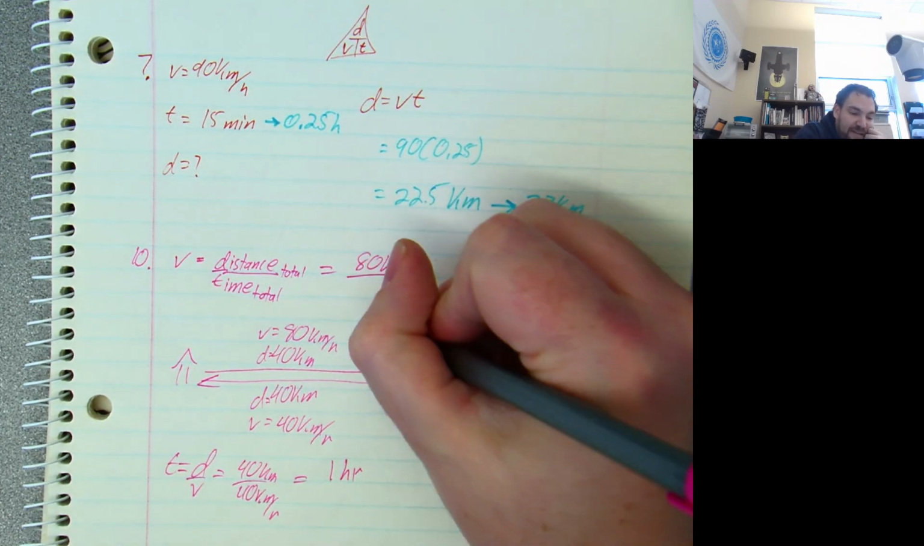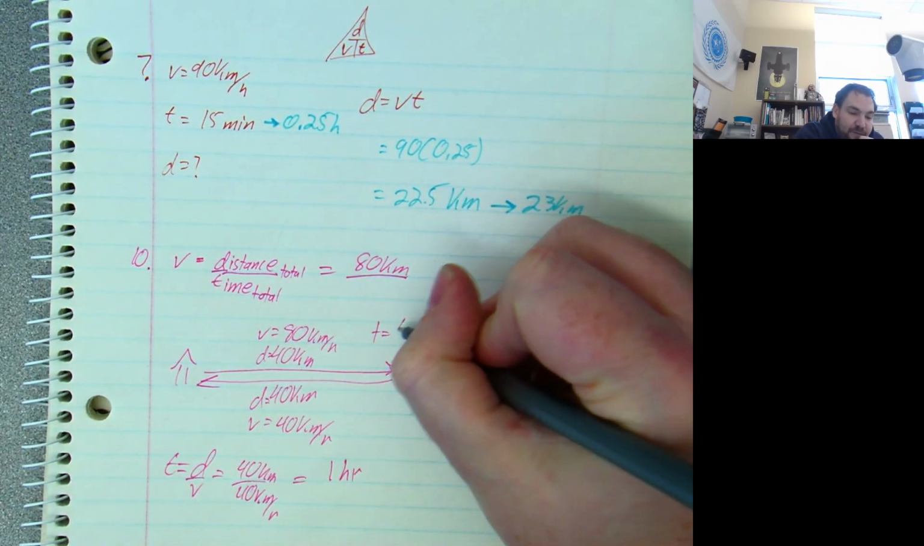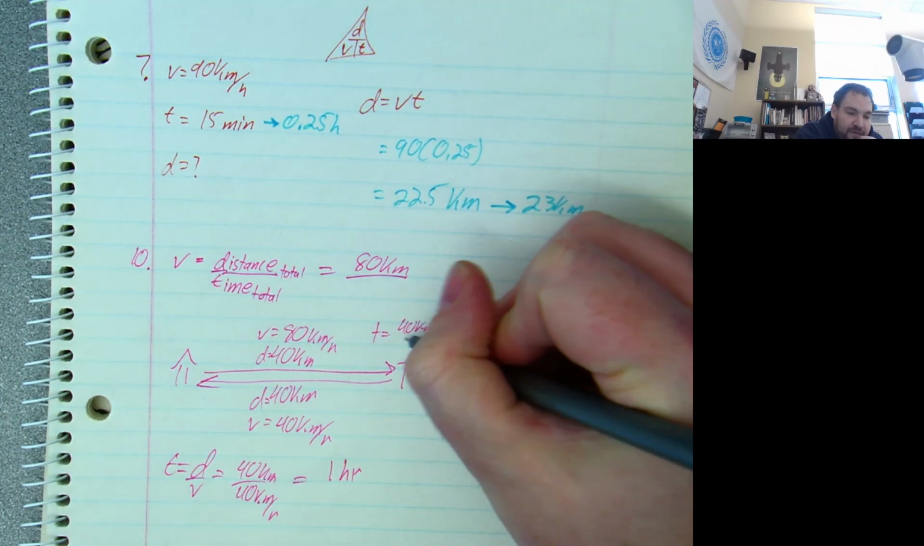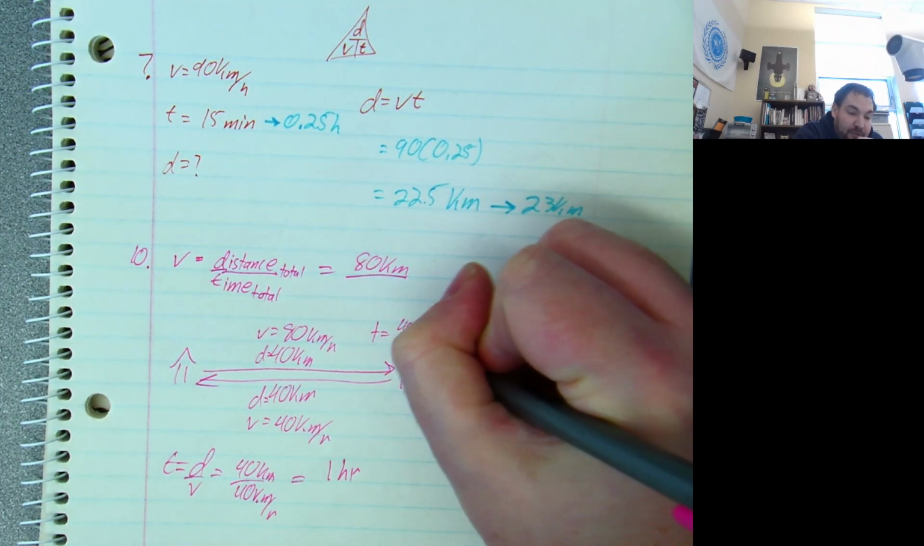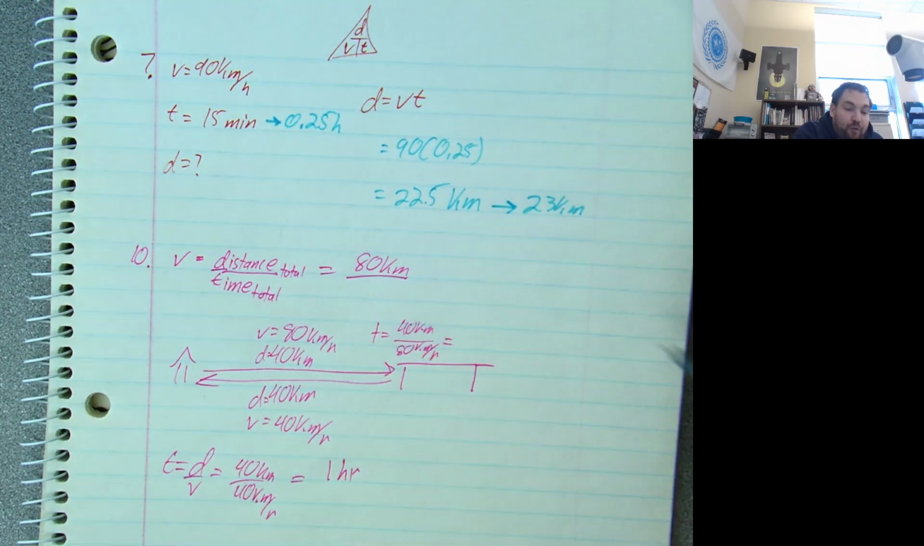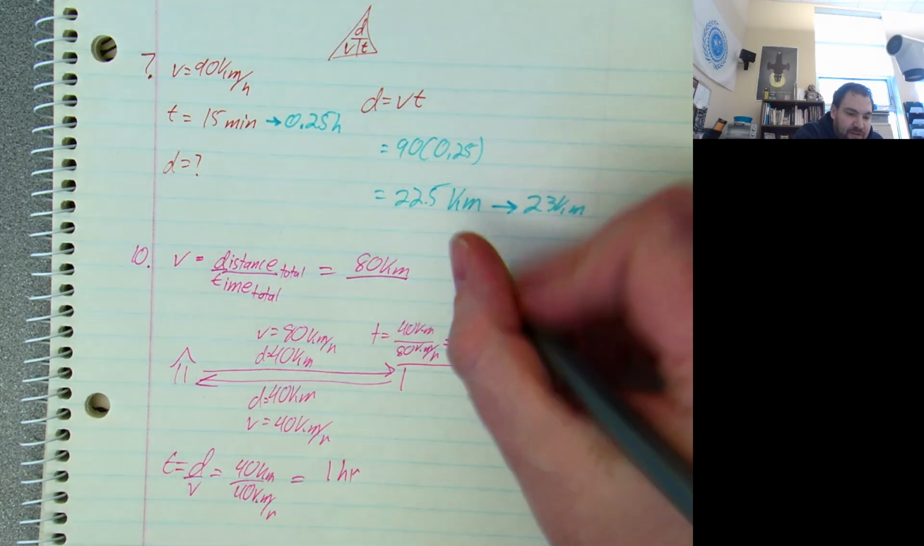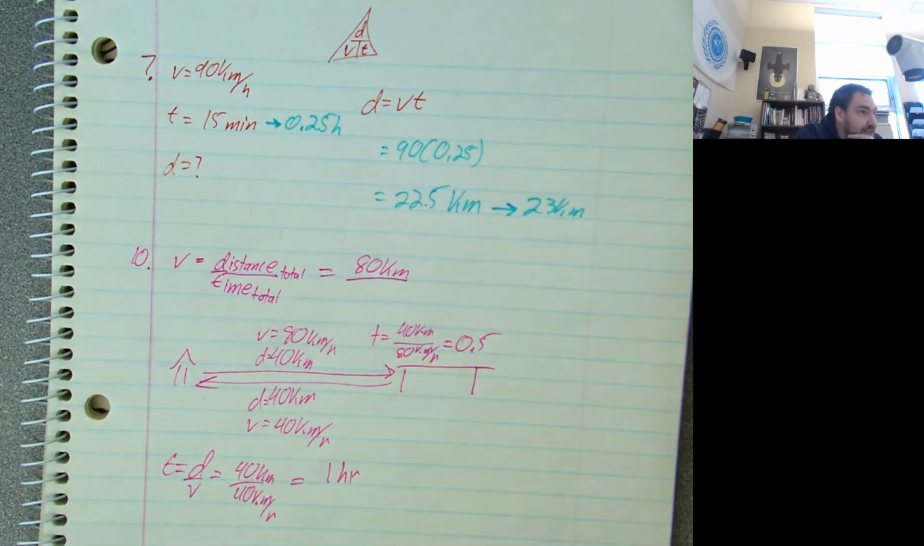Same thing with this next one. If I want to find the time there, it's going to be 40. It's always d over v. 40 kilometers divided by 80 kilometers per hour. 40 divided by 80 is? It's not 2. 80 divided by 40 is 2. 40 divided by 80 is? 1/2. Which I am going to write as a decimal 0.5.